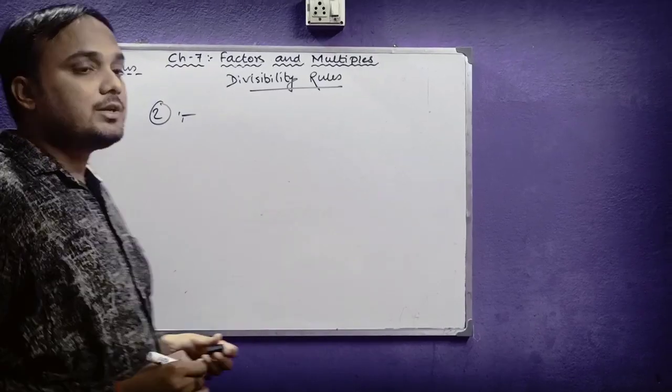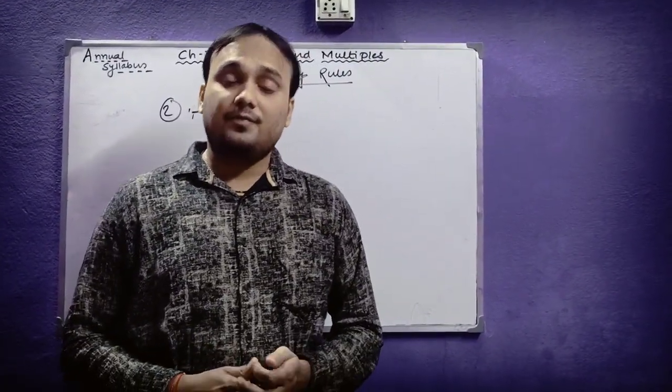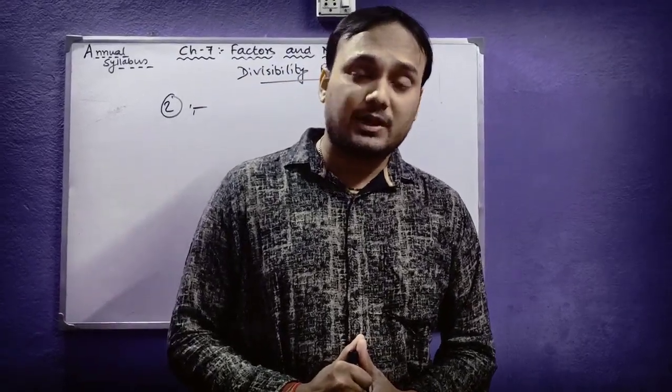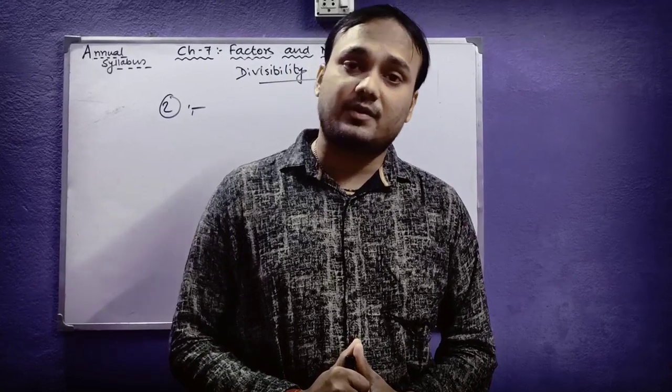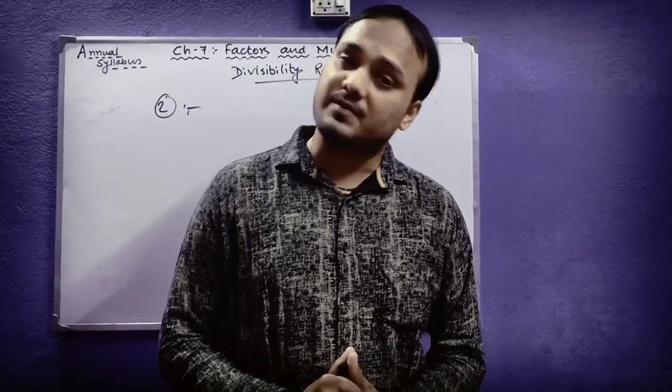What is the divisibility rule of 2? For any number, you have to see the last digit, that means the unit digit of the number. If the unit digit of a number is an even number like 0, 2, 4, 6 or 8, then that number is said to be divisible by 2.